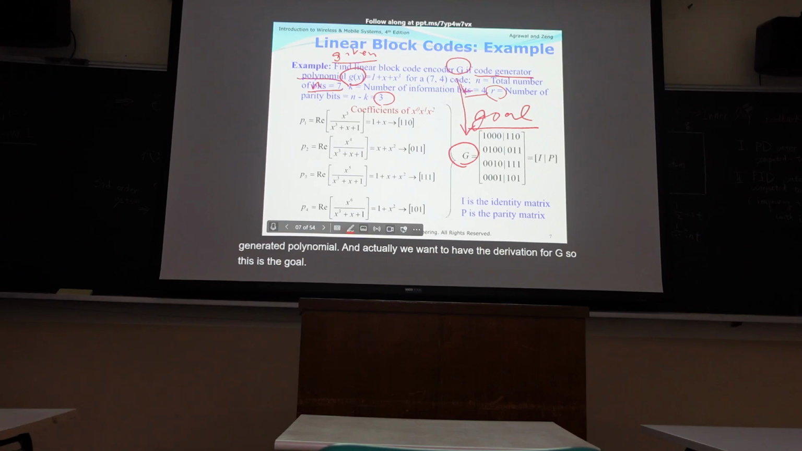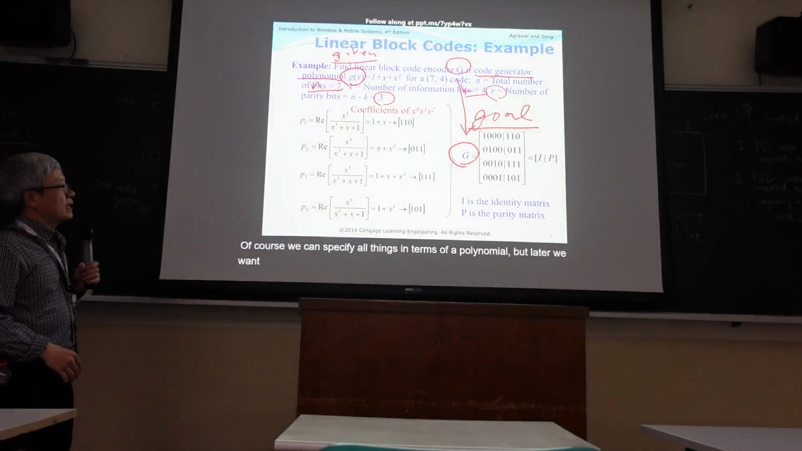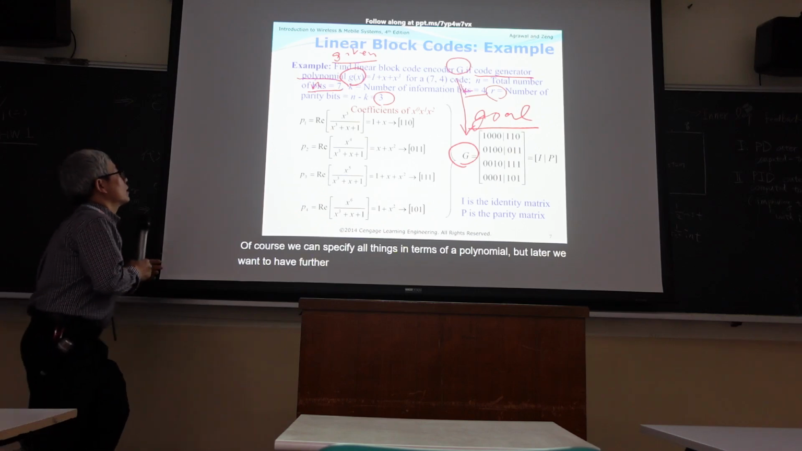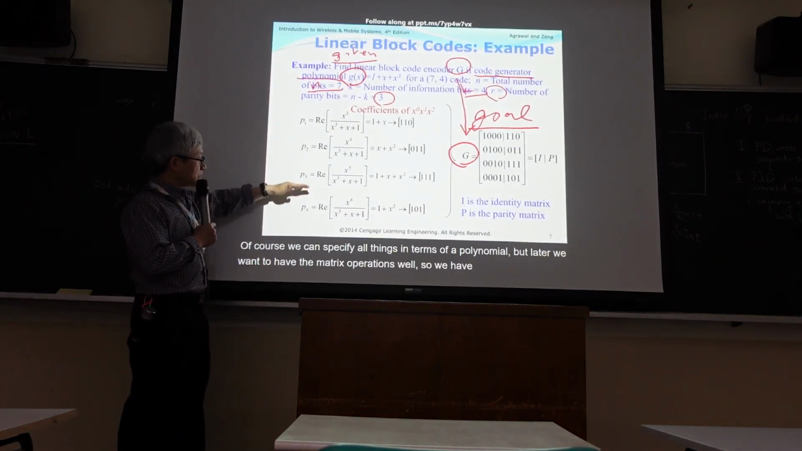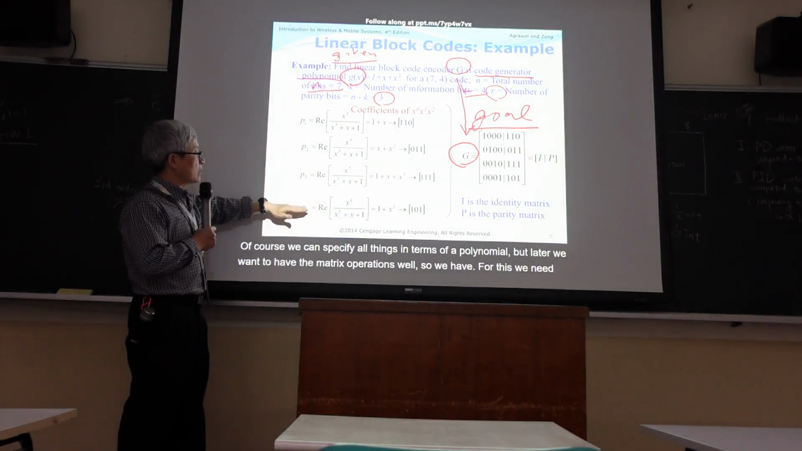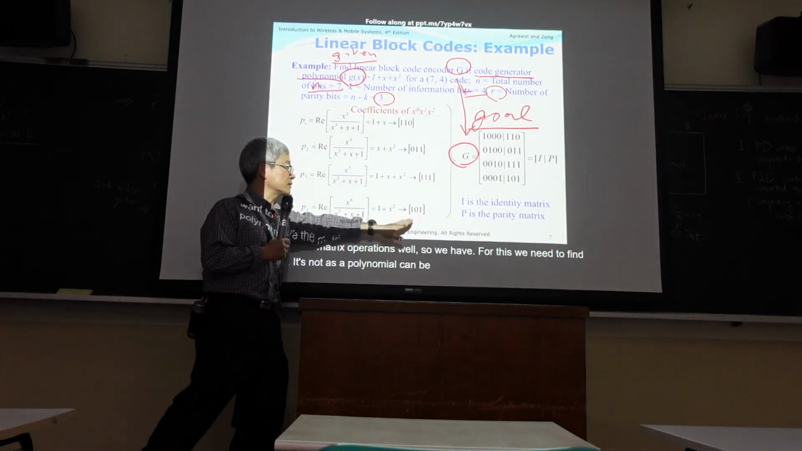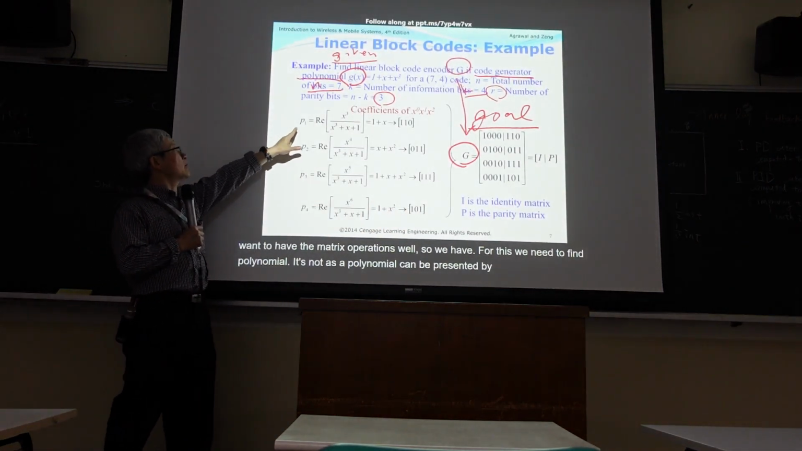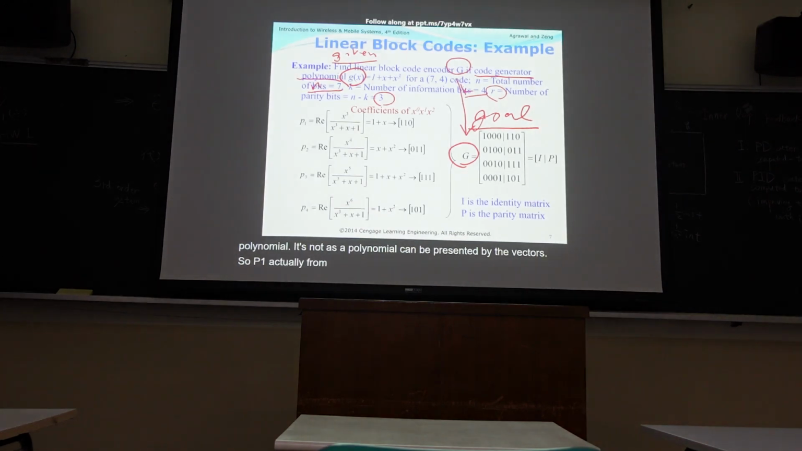Well, of course, we can specify all things in terms of polynomials, but later we want to have the matrix operations. So we need to find the polynomials so that the polynomial can be represented by vectors. Well, so P1, actually from 3, so it's up. So we have r.